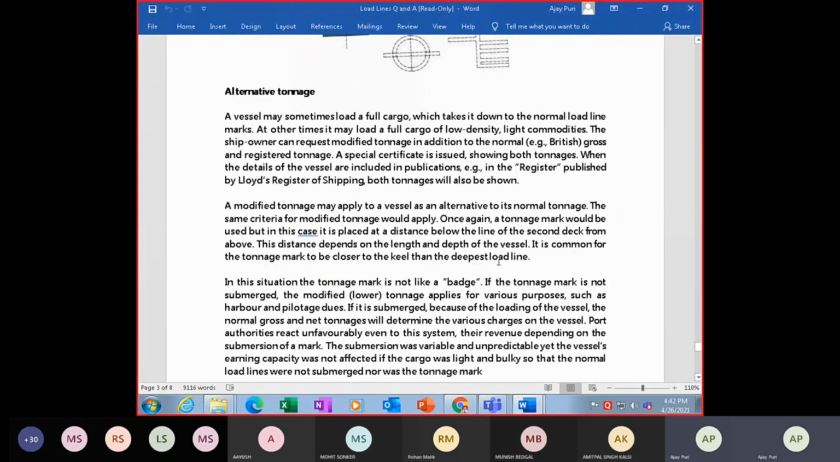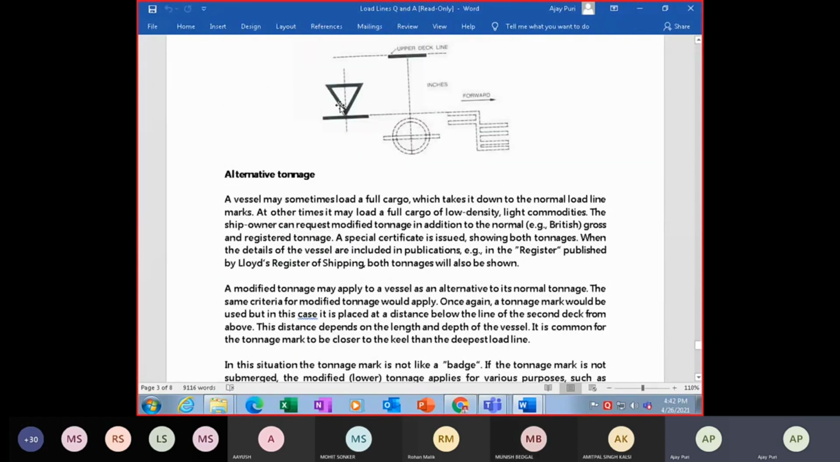So basically, for alternative tonnage, besides this, they would put one more tonnage mark, which was lower than this. So if that is not submerged, then this will apply, otherwise they will take the other. So that was an alternative tonnage so that you could load more cargo but still apply the modified tonnage. So that is alternative tonnage.